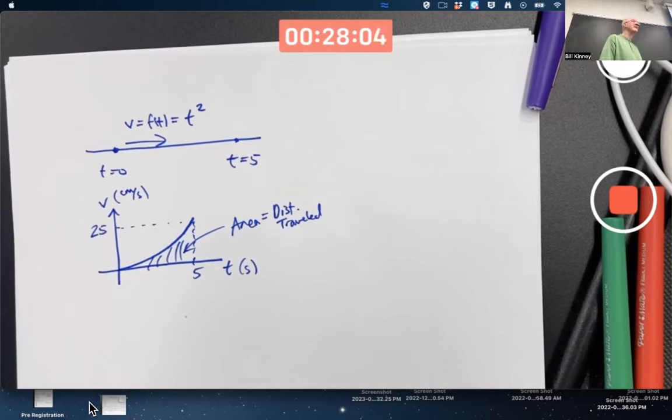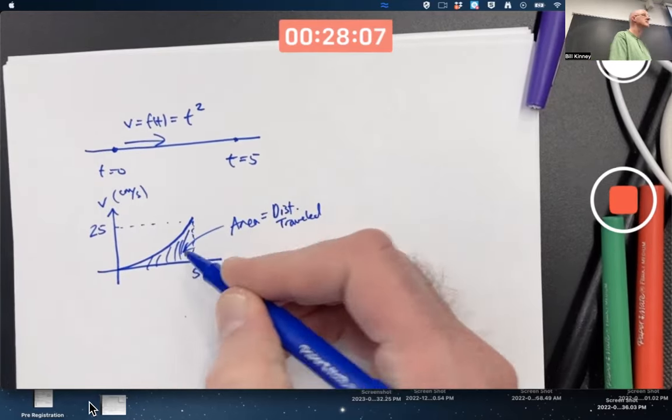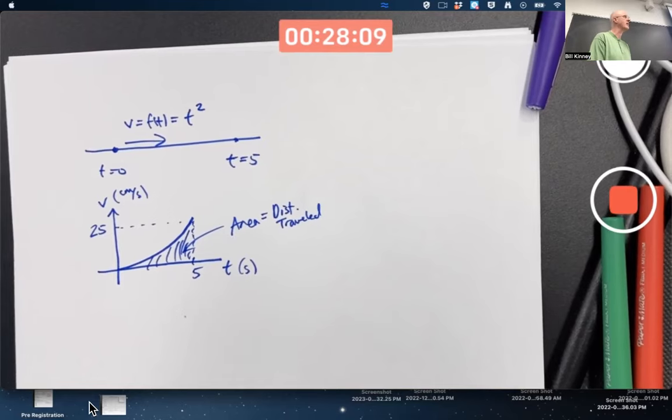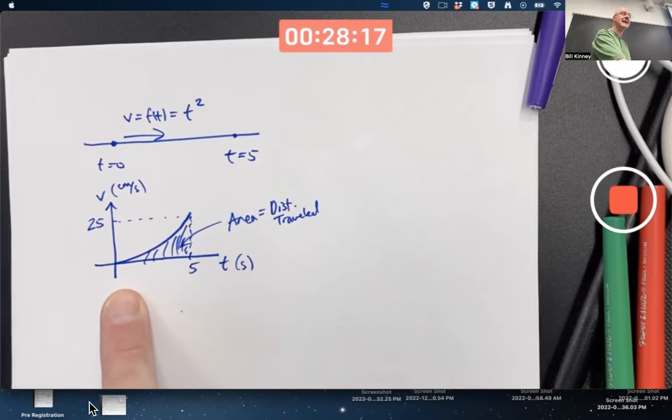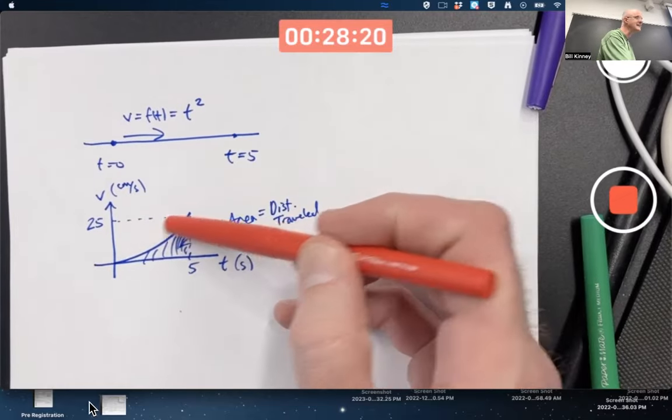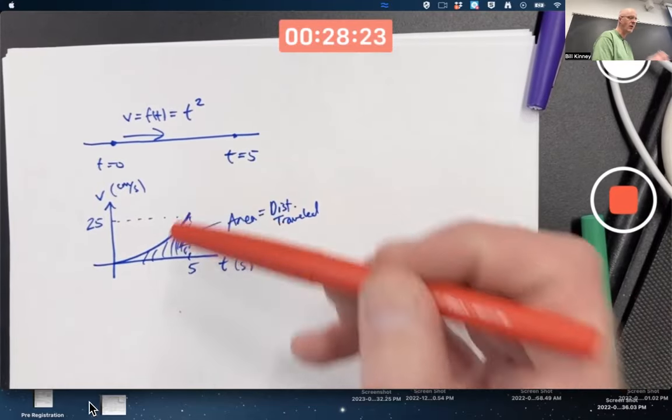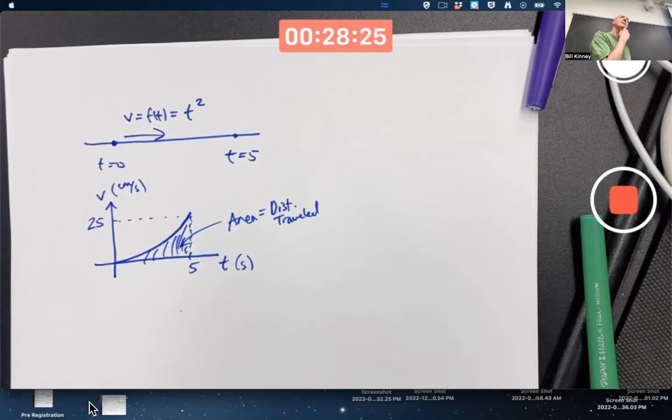But it's no longer a rectangle, it's no longer a triangle. It's a curvy triangle, maybe you might say. I guess the area would have to be less than the area of a triangle I could draw in here like that, whose area, 1/2 base times height, would be 1/2 times 5 times 25. 5 times 25 is 125, divided by 2 is 62.5. The area's got to be less than 62.5. Distance traveled's got to be less than 62.5 centimeters. Some number less than that.